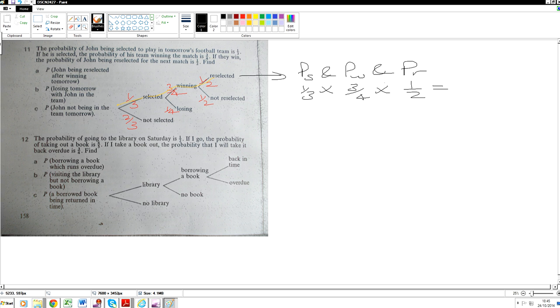So 1 times by 3 times by 1 is 3. And 3 times by 4 times by 2 will give us 24. And if you cancel it down, that will give us what? 1 over 8. Well done. Excellent.